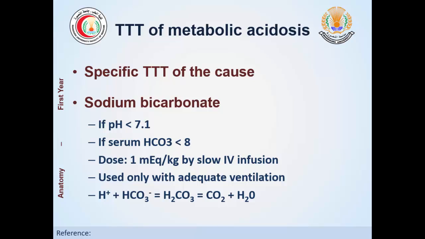The dose is 1 milli equivalent per kg by slow intravenous infusion, and it's used only with adequate ventilation because it causes CO2 accumulation. So sodium bicarb is not recommended in mixed acidosis. يعني لو أنا جايلي عيان عنده respiratory and metabolic acidosis. respiratory acidosis معناها ان ال CO2 هيبقى زايد، فلو هو زايد يبقى انا مش هعرف ادي الصوديوم بايكارب لانه بيعمل CO2 accumulation and it needs adequate ventilation.